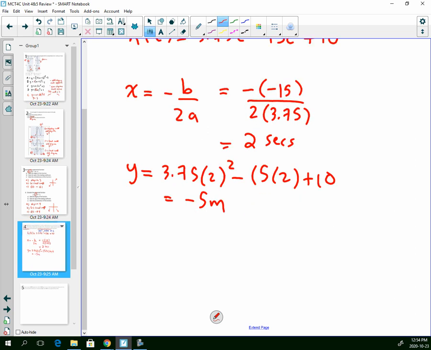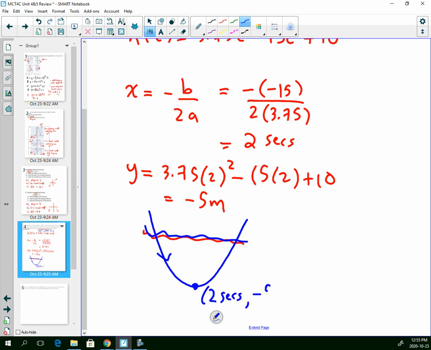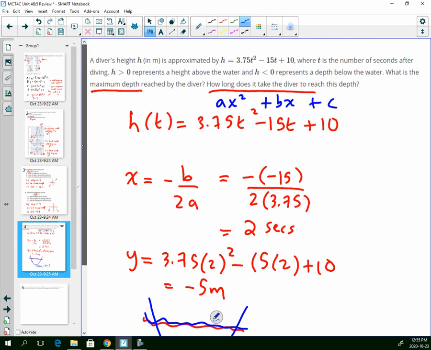Think of the water, and let's say this is the water. It's a parabola that opens up, so he's diving down and coming back up. So this is the maximum depth, right? So it occurs at 2 seconds. He reaches a maximum depth of 5 meters, and it's negative because it's below the water level. Okay, so that makes sense with that.